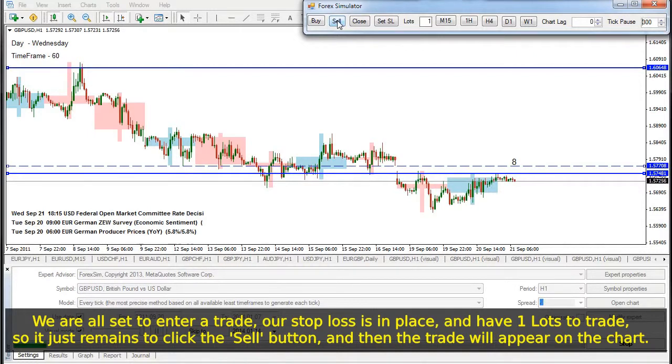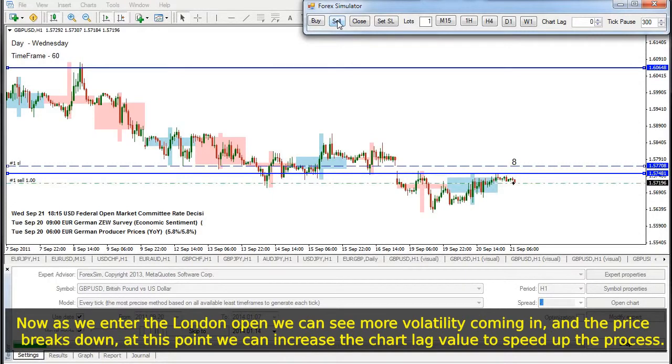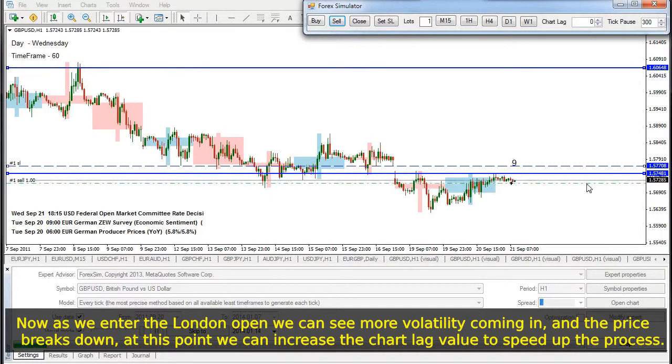We are all set to enter a trade. Our stop loss is in place and we have one lot to trade, so it just remains to click the sell button and then the trade will appear on the chart. Now as we enter the London Open, we can see more volatility coming in and the price breaks down. At this point we can increase the chart lag value to speed up the process again.